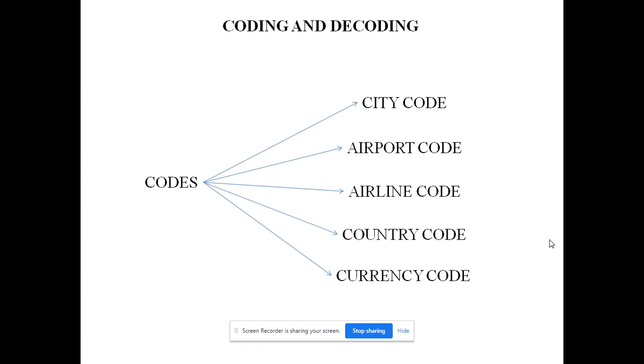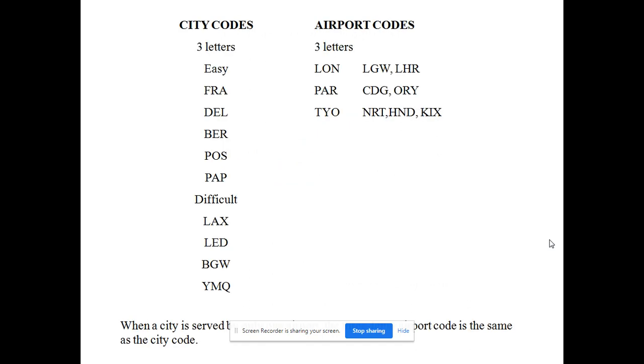Now, we can't sit and take everything into our mind. It is only through practice that these codes can be learned. When we talk about codes, we have the city code, the airport code, the airline code, the country code, and the currency code. City codes are made up of three letters, and certain city codes are very easy to remember, and certain city codes are very difficult to remember.